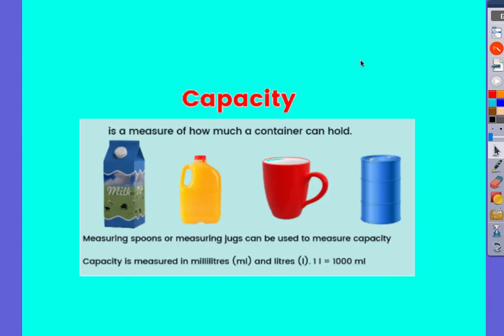So, capacity is how much a container can hold. So here are some examples of what can be a container that can hold something. They might look familiar, we looked at them last week. So you can use millilitres, litres, and 1 litre is the same as 1,000 millilitres.